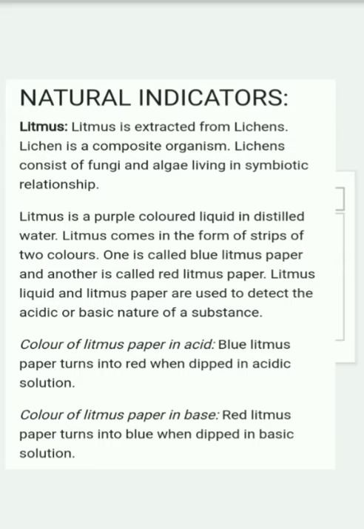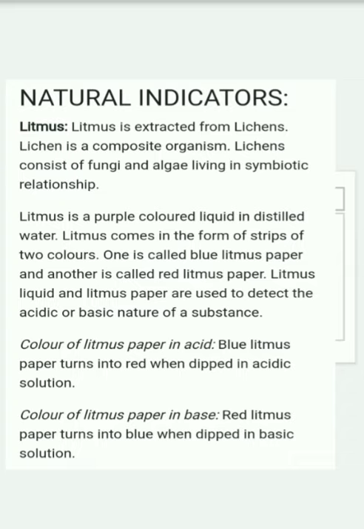Let us see the natural indicator, that is litmus. Litmus is extracted from lichens. Lichen is a composite organism. Lichens consist of fungi and algae living in a symbiotic relationship. Litmus is a purple colored liquid in distilled water. Litmus comes in the form of strips of two colors. One is called blue litmus paper, another is called red litmus paper. Litmus liquid and litmus paper are used to detect the acidic or basic nature of a substance.